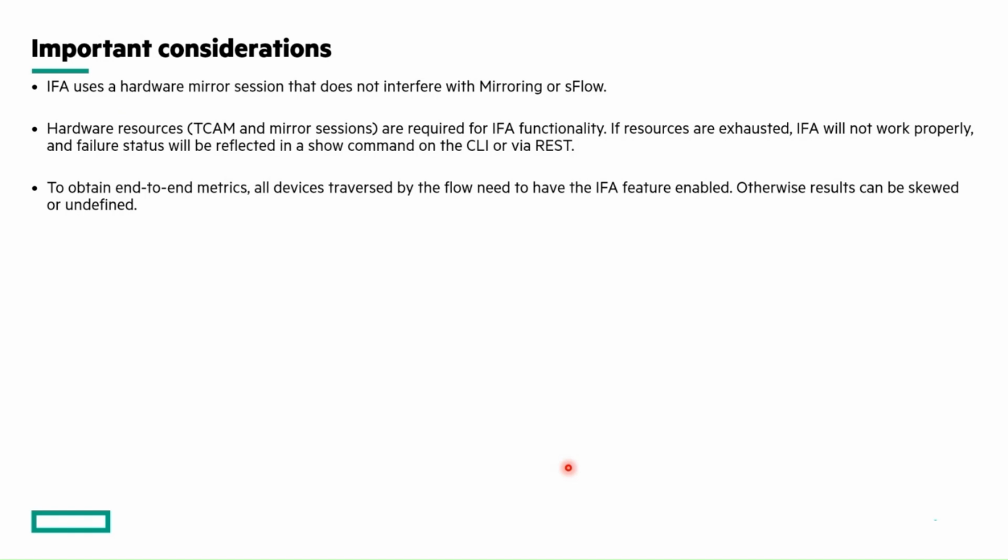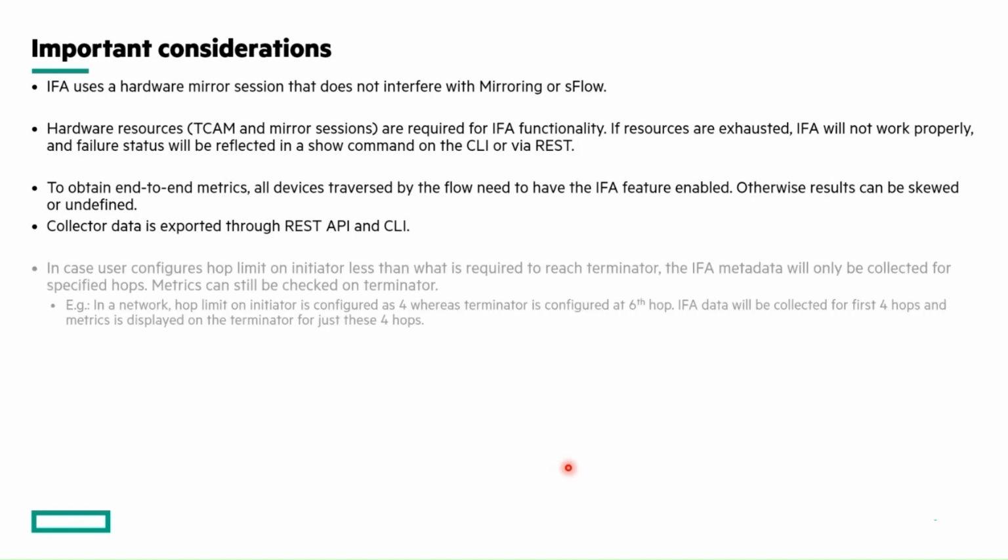The collector data, once again, is exported through REST API, and you can view it with a CLI as well. Now, in case the user configures a hop limit on the initiator less than what is needed to reach the terminator, and this is what we discussed in the earlier slide, the IFA metadata will only be collected for the specified hops which you have initially configured on your initiator. The metrics can still be checked on the terminator.